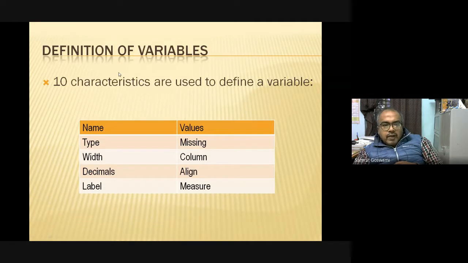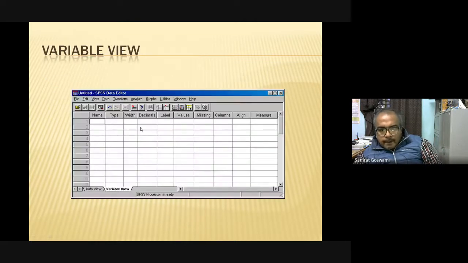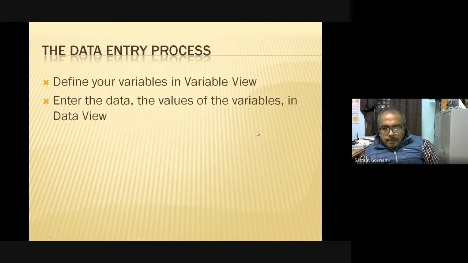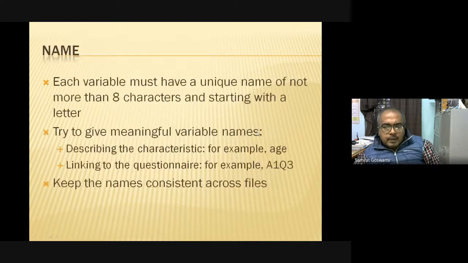Now the variables here, the 10 characteristics are used to define the variable here. Type, width, decimals, label, missing, column, align, measure. See, is it there? Each variable must have a unique name of not more than 8 characters and starting with a letter.